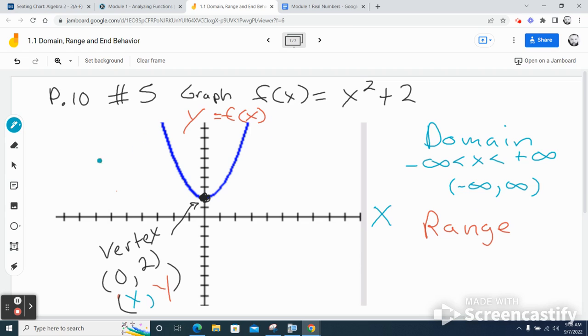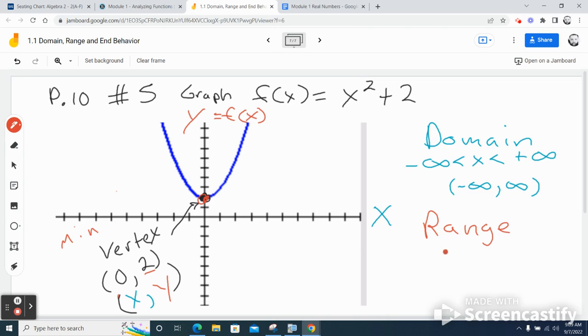Let's do the range. Okay? Now the range are the y values, the up and down. Again, I need to know the lowest value for y. By the way, we know the vertex. What happens at the vertex? It's either a minimum or a maximum. Is that a minimum or a maximum? It's a minimum, right? So this is a minimum because it opens up. In other words, the lowest y value occurs at the vertex, which is 2.